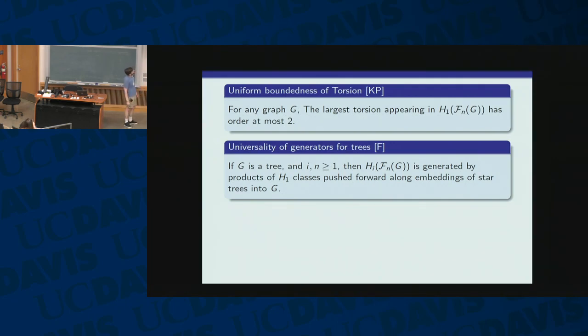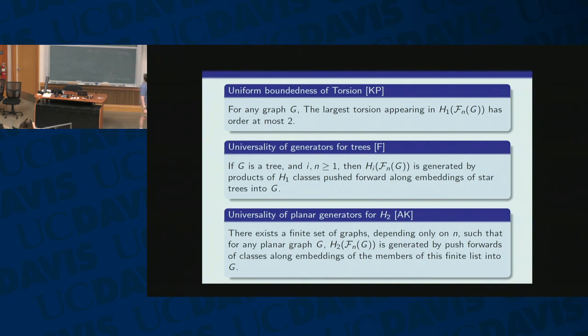OK. Interesting. Next one, universality of planar generators for H2. So this is a much more recent result due to Ahn and Knudsen, Ben Knudsen. So there exists a finite set of graphs, which I can tell you what they are, but, well, whatever. A finite set of graphs depending only on n, such that for any planar graph, H2 Fn of G is generated by push forwards of classes along embeddings of the members of this finite list into G.